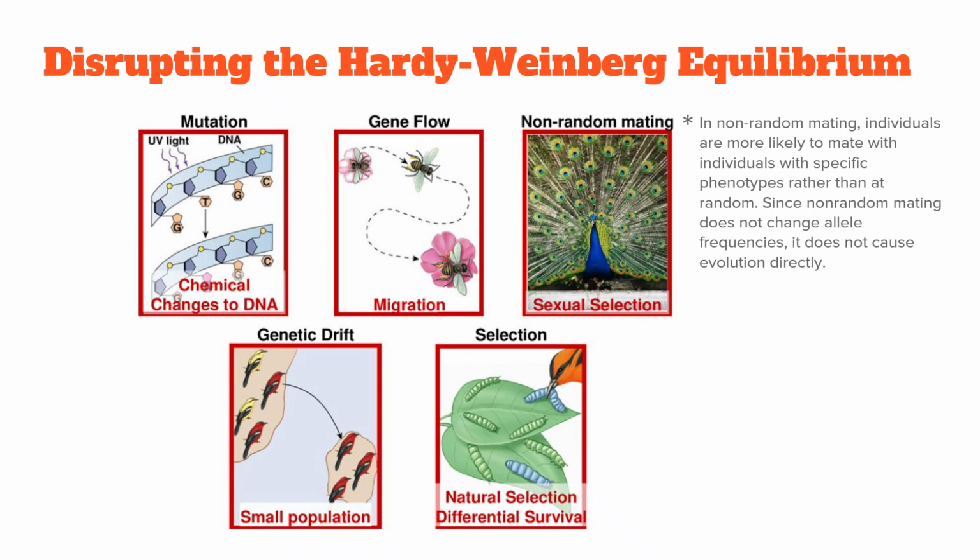One common Hardy-Weinberg equilibrium violation is non-random mating. For example, individuals preferring partners with similar phenotypes. Importantly, non-random mating by itself does not change allele frequencies. It mainly shifts genotype frequencies, which often increases homozygosity. That's why it doesn't cause evolution directly, though it can set the stage for selection to act differently.